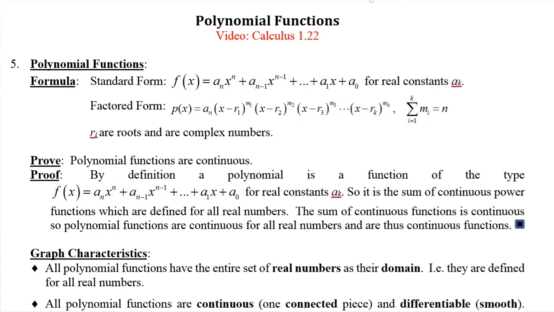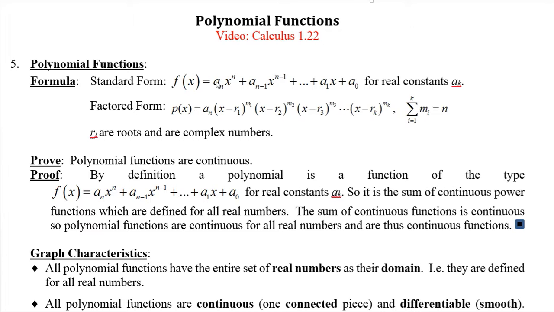In this video, we're going to continue our survey of basic functions, and we're going to be looking at polynomial functions. Polynomial functions have sort of two good forms. One is the standard form, or expanded form, where it's some constant a sub n times x to the n plus a sub n minus 1 times x to the n minus 1.